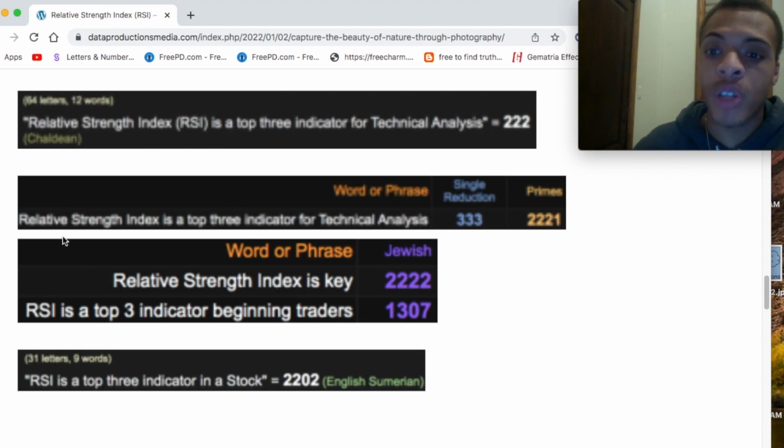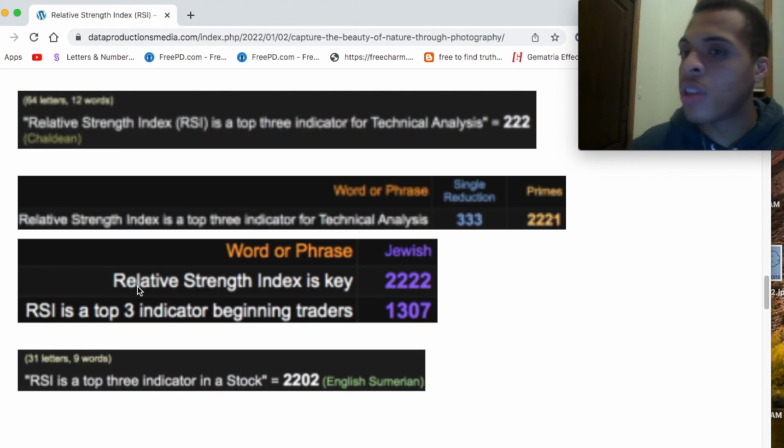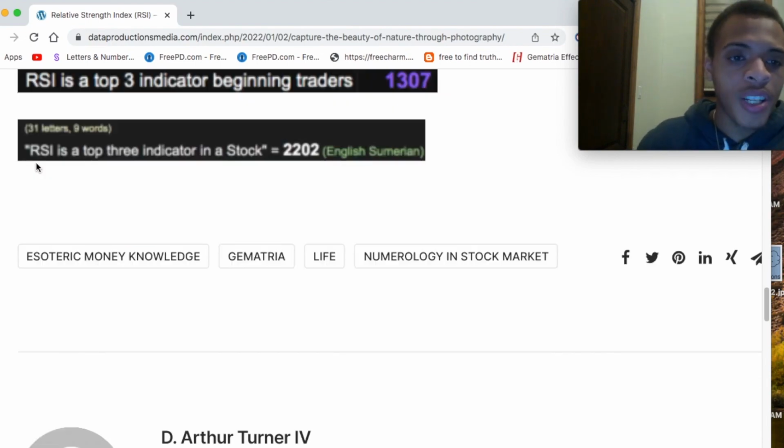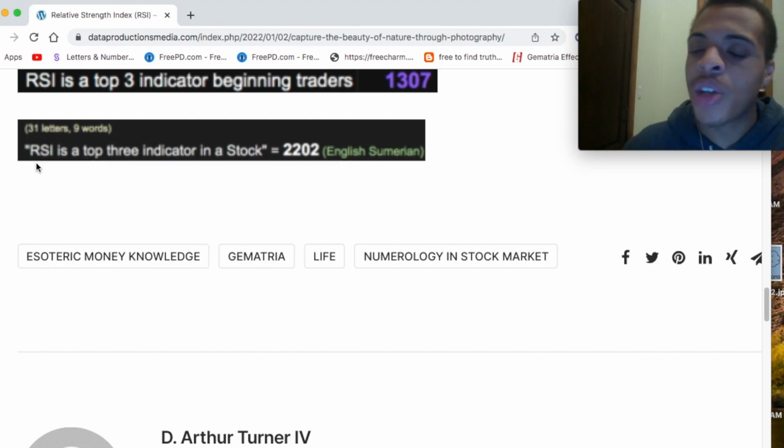333 in single reduction, 2,221 in primes. So we have those 333s at 222. We love seeing that. Relative Strength Index is key. 2,222. So we have those four twos. We love seeing that. RSI is a top 3 indicator. Beginning traders, 1,307, 137 in the Jewish. RSI is a top 3 indicator in a stock, 2,202 in English Sumerian. Hopefully you guys learned a lot from this.